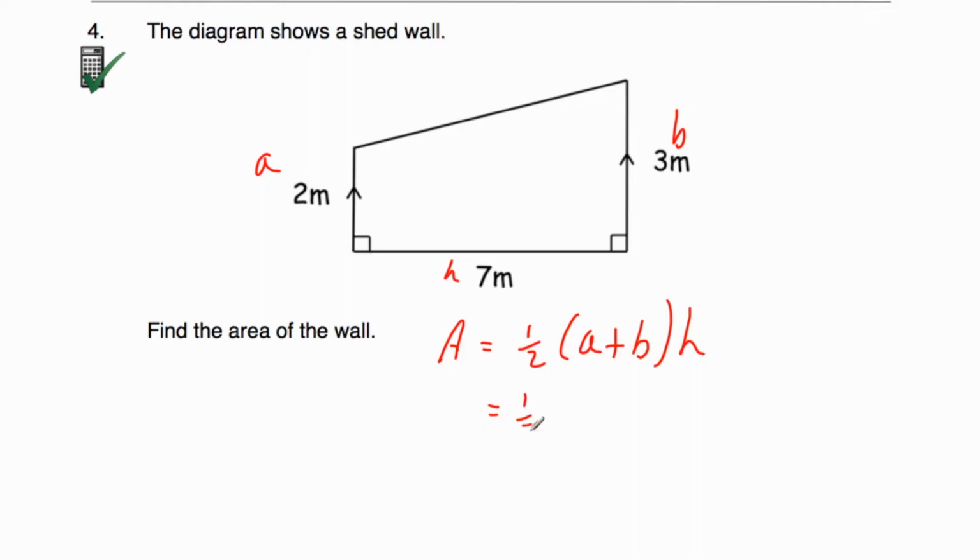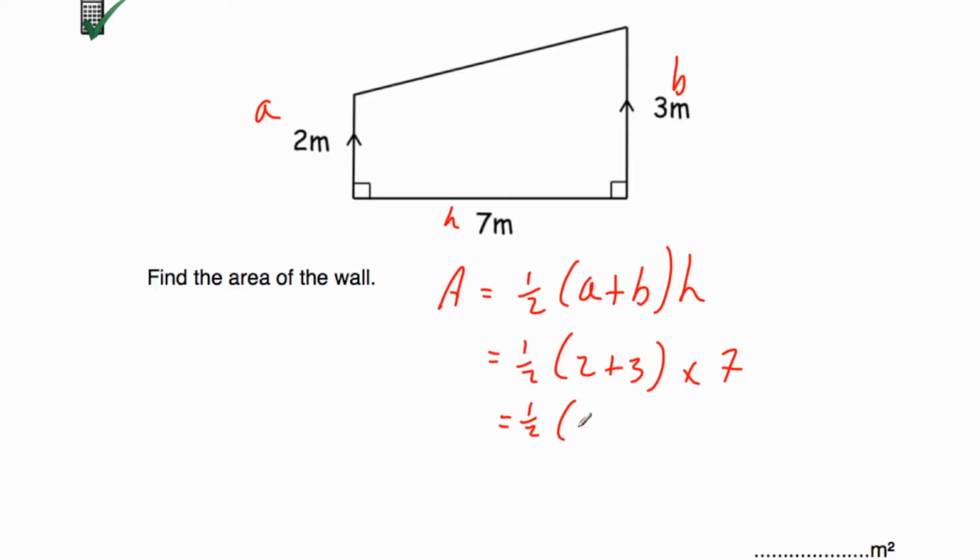So we've got a half brackets A plus B, so it's going to be 2 plus 3, times the height, which is 7. So we're going to do a half of 2 plus 3, so 2 plus 3 is 5, so that's going to be 5 times 7. And a half of 5 would be 2.5, so 2.5 times 7. Now this is a calculator question, so we can just do 2.5 times 7, and that's equal to 17.5. So the area of this wall is 17.5 meters squared, or 17.5 square meters.